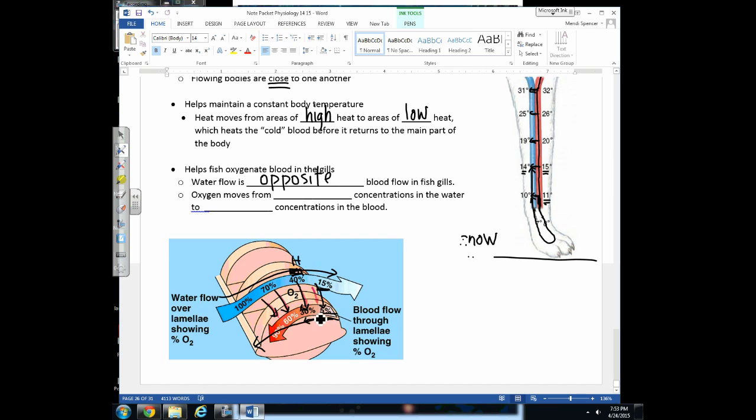By the time the blood makes it through the gills, it's picked up a lot of oxygen from the water, and it's going to then carry that oxygen to the tissues of the fish. And that includes our very last video.